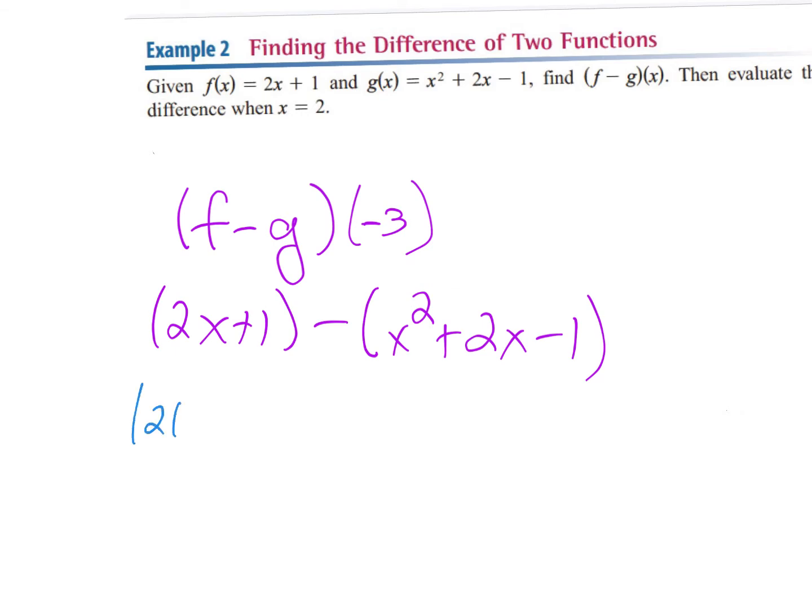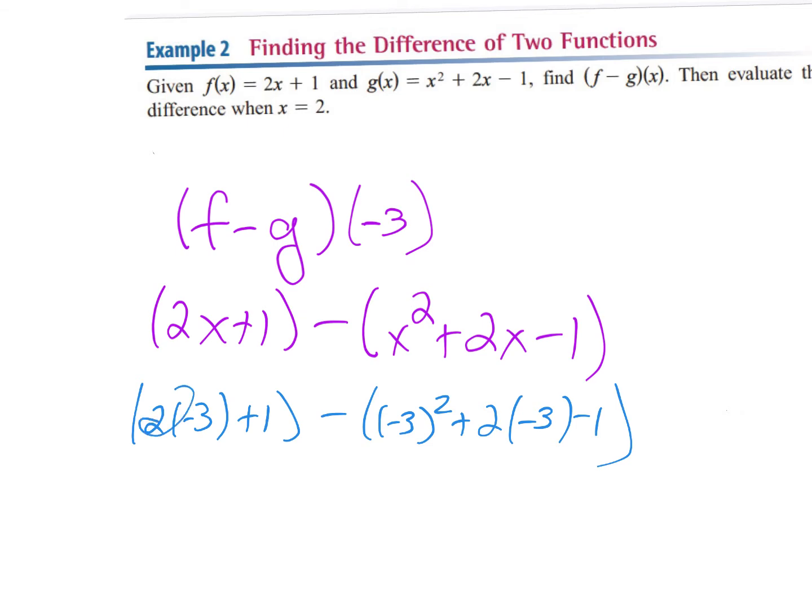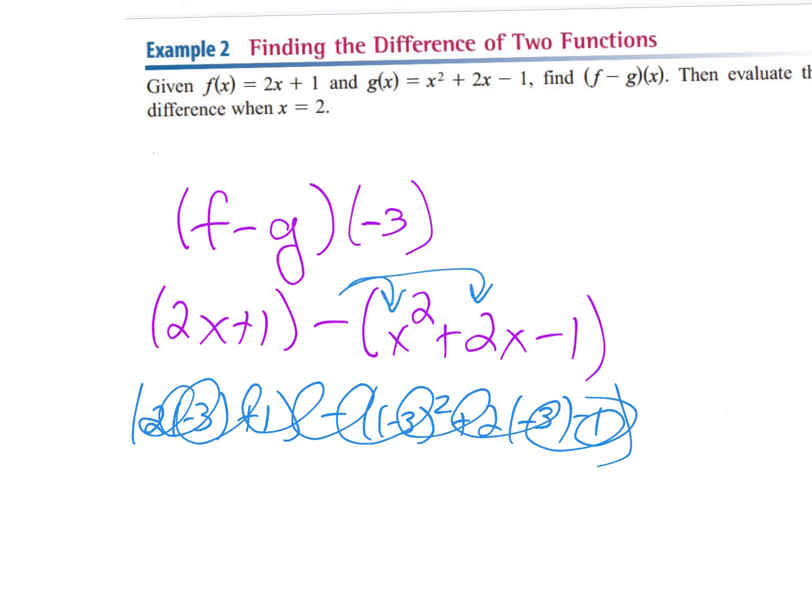To say 2 times negative 3 plus 1 minus negative 3 squared plus 2 times negative 3 minus 1, and then get all of your negatives and all that stuff handled correctly. That to me is confusing. I personally think you should first combine the two functions. If I have a negative sign in between two parentheses, what do I have to do with that negative sign? Distribute. I have to distribute this first. So I would combine them to be one function and then evaluate with the number they give you.